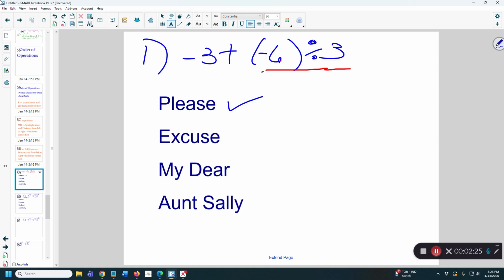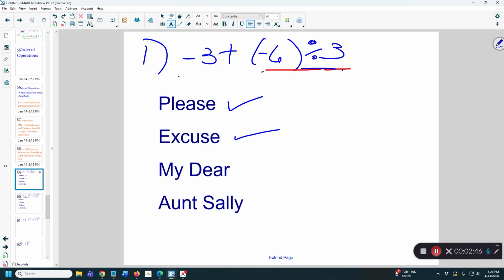Excuse. For exponents. Do we have any exponents? No. My dear. Multiplication and division from left to right, whichever comes first. So let's go to the left. I start here and I scan. Oh, here is some division. I need to do that.